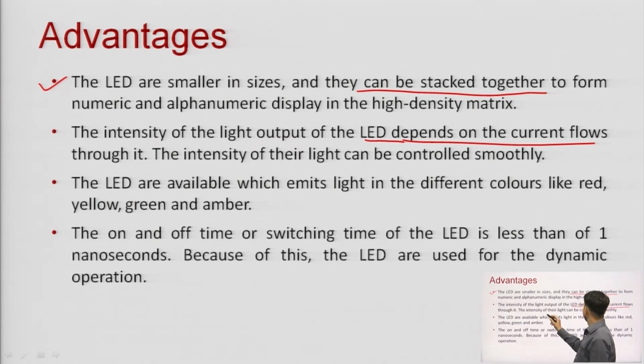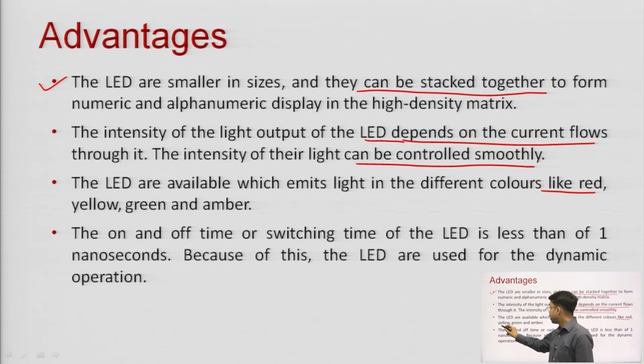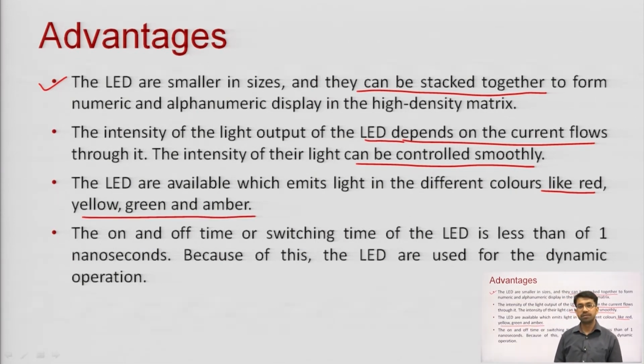Okay. So, the intensity of the light can be controlled smoothly. It is very easy and smooth to control the intensity of the light that is emitted from an LED. LEDs are available which emit light in different colors like red, yellow, green, amber. So, there are various colors for which LEDs can be fabricated, and they are available. Okay.